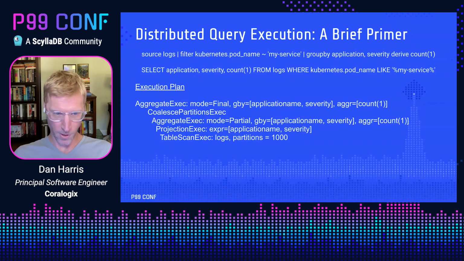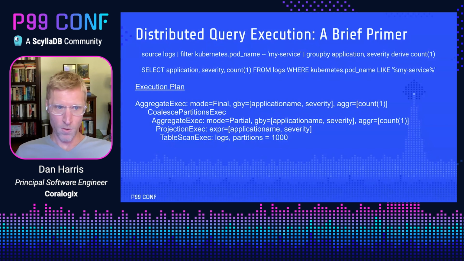So in this case, we have a fairly simple plan, right? We're going to scan the underlying table. Just for the sake of argument, let's say we want to break that scan into 1,000 partitions. We're going to project the columns that we need. Within each one of those 1,000 partitions, we're going to do the partial aggregation that we want to do in the final result. But then we need to repartition by coalescing all of those 1,000 partitions together. And then finally, we do a final aggregation to get our final query result.